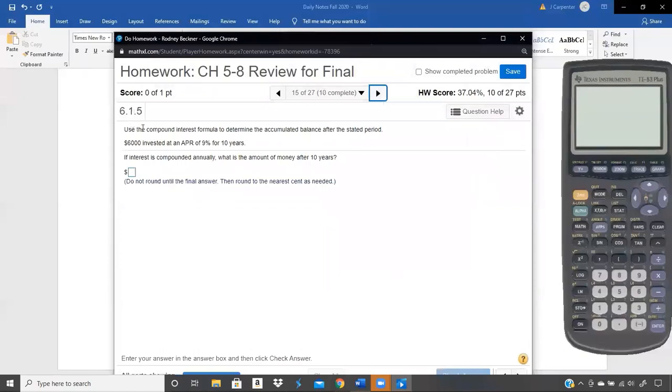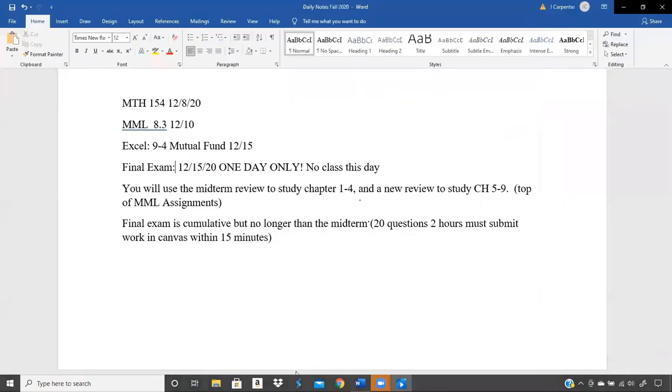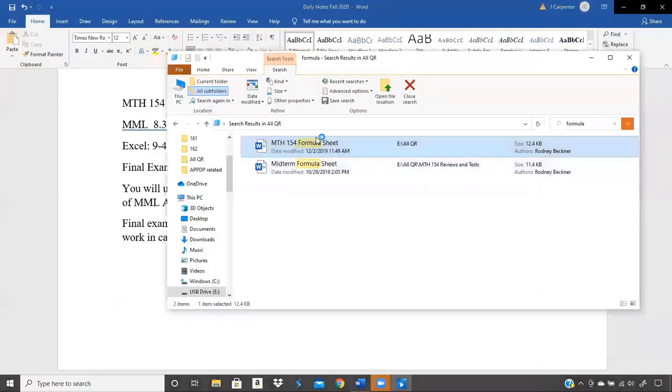Here we go. Use the compound interest formula to determine the accumulated balance after the stated period. $6,000 invested at an APR of 9% for 10 years. It's compounding annually, and they want to know how much we have after 10 years. They already said that. Well, that sounds like one for a formula sheet, which I do not have open, but I can open really quickly. Boom.